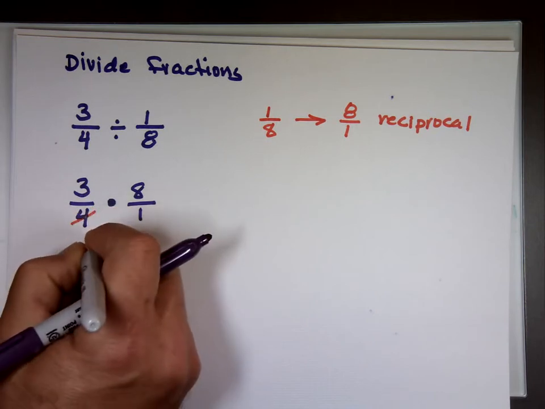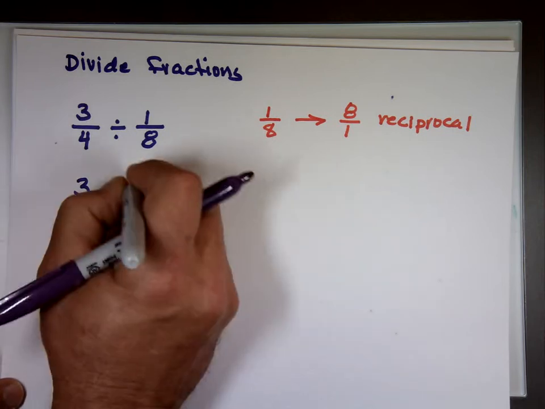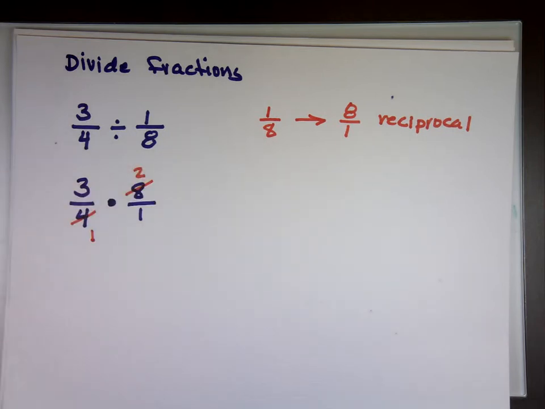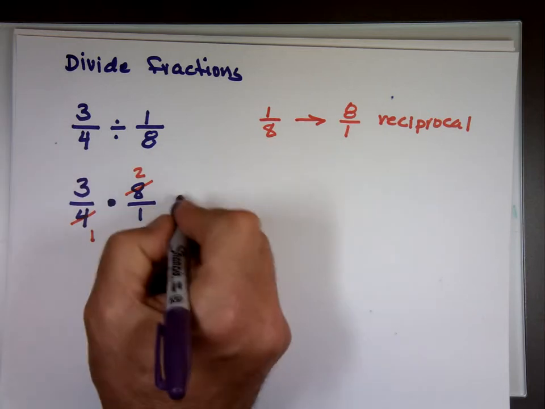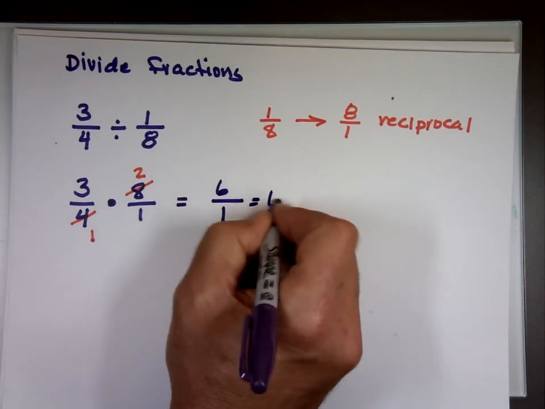By 4, this is 1. By 4, this is what? 2. What is 3 times 2? 6/1 times 1, which is 1. That's a 6.